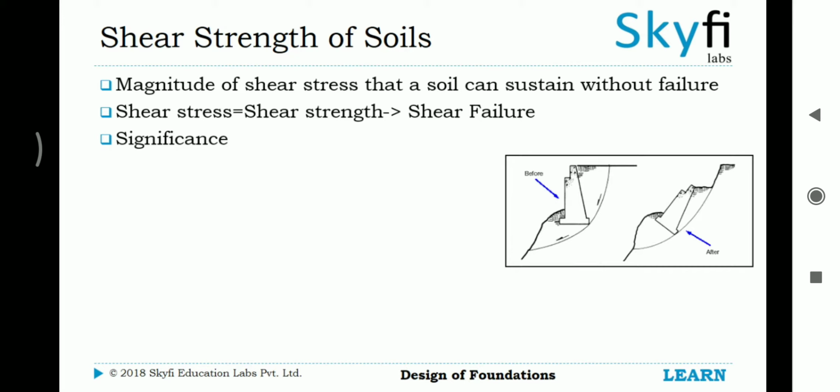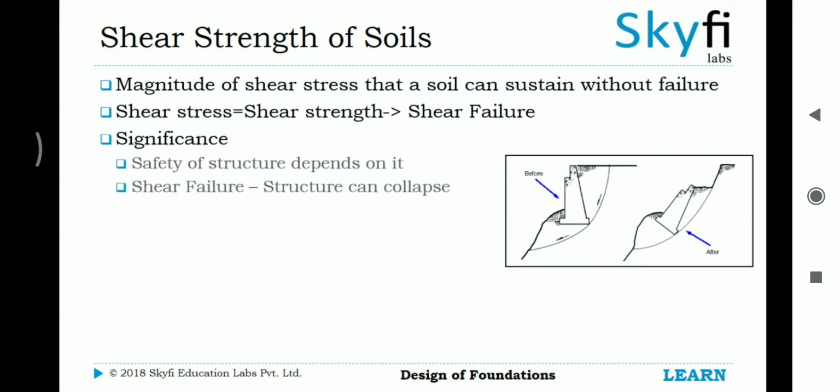Shear strength is an important parameter, as the safety of the foundation, and consequently, the whole structure, depends on it. A shear failure can cause collapse of the structure.